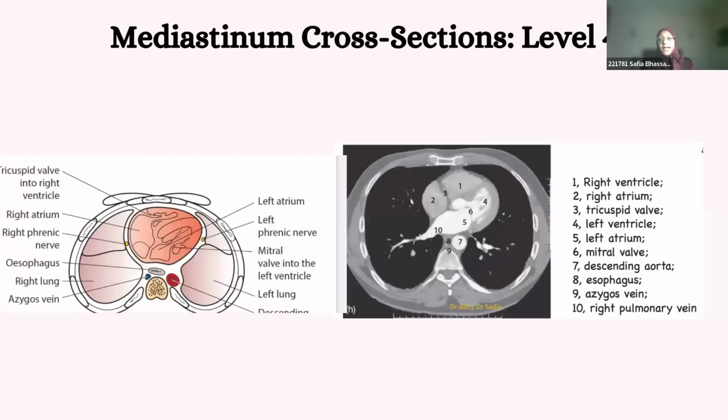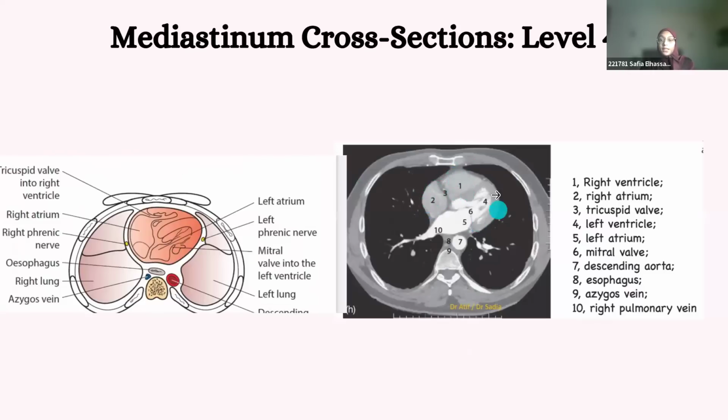And finally, the last level, level 4. In this level, we can see all of the chambers of the heart. So let's start off with the most anterior chamber, which, as we mentioned before, is the right ventricle. Between the right ventricle and the right atrium, you're going to have the tricuspid valve. So it'll be right ventricle, tricuspid valve, right atrium.